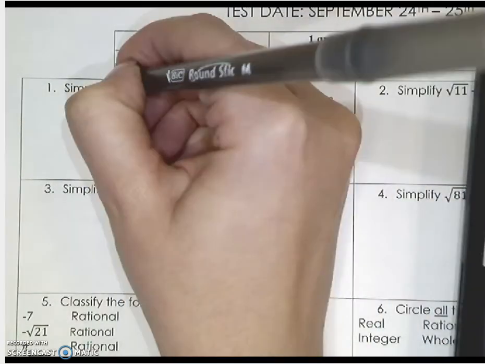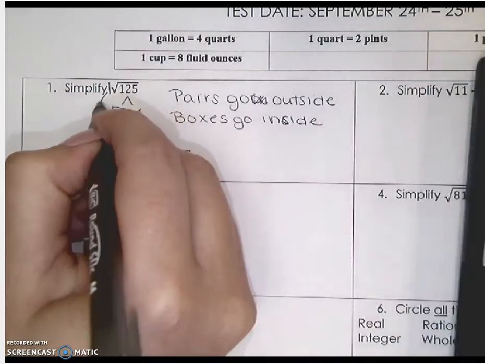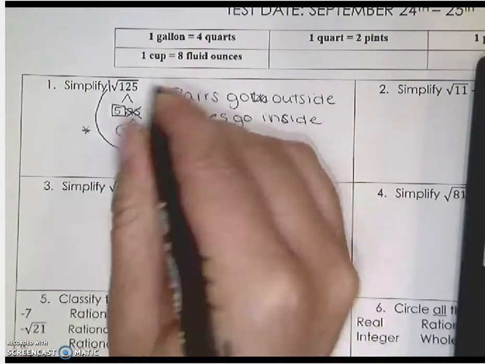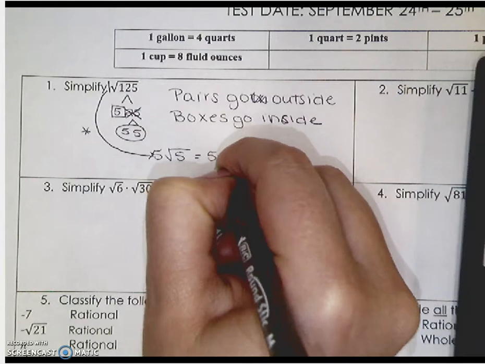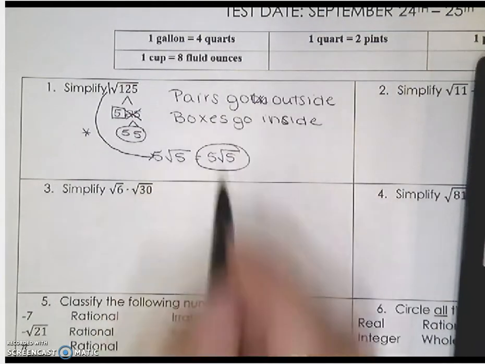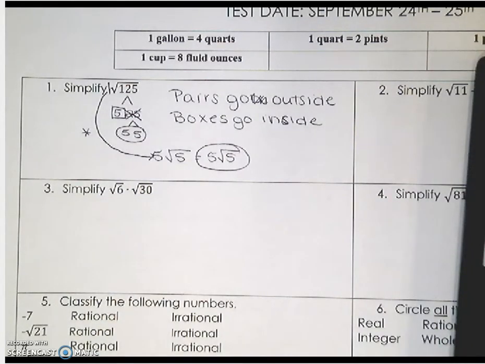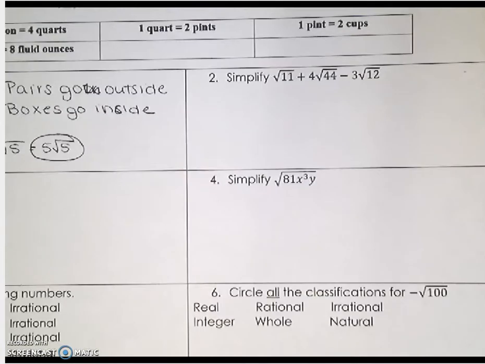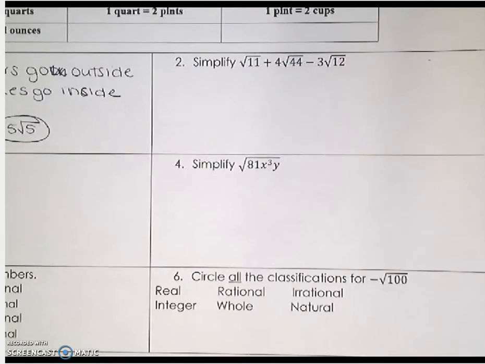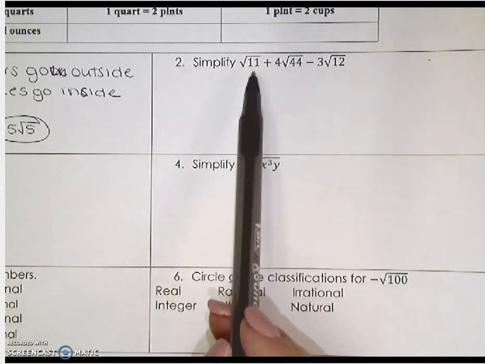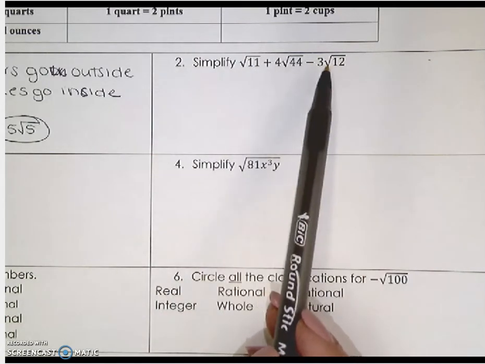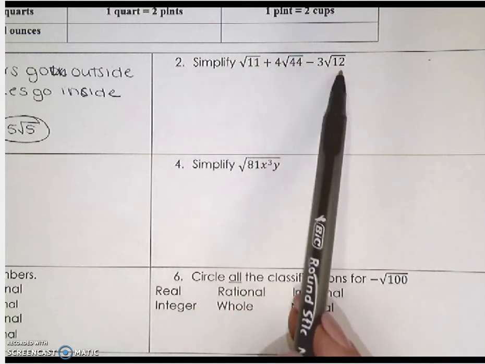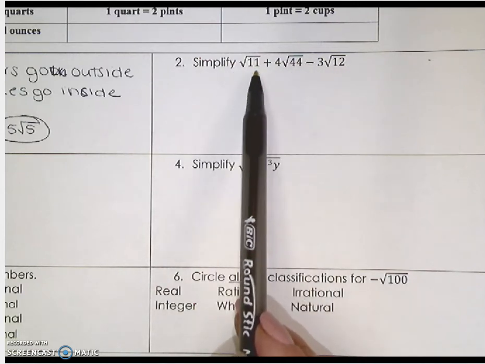Remember that I have a coefficient of 1, so my last step would be to multiply my coefficients. 1 times 5 is 5, so this stays 5 square root of 5. Number 2 is also a radical question. This radical question is an addition and subtraction radical question. So the first thing I need to do is look and see if any of my radicands are the same.